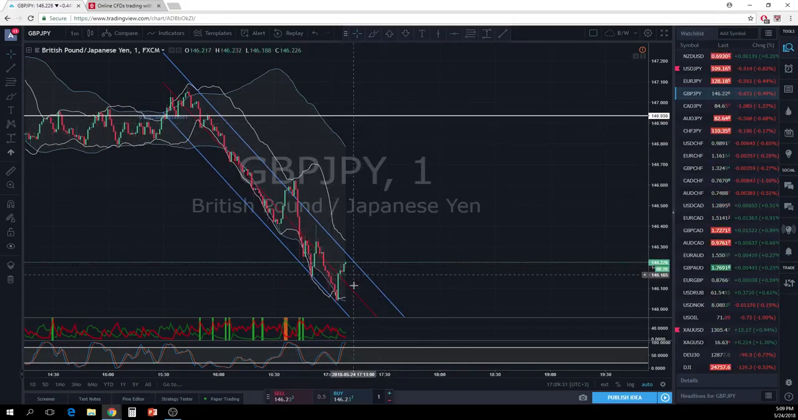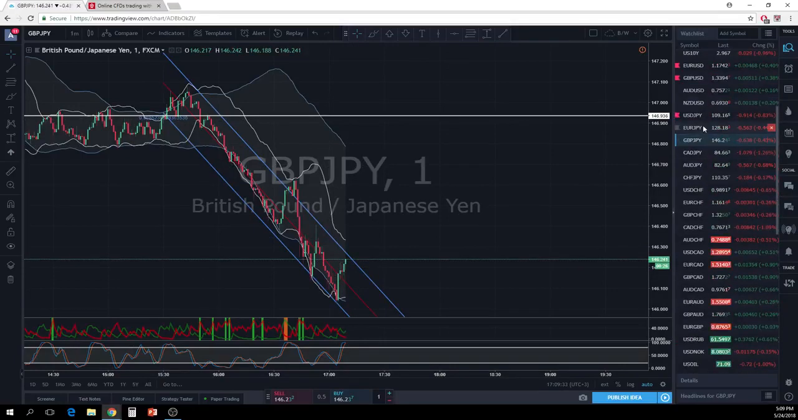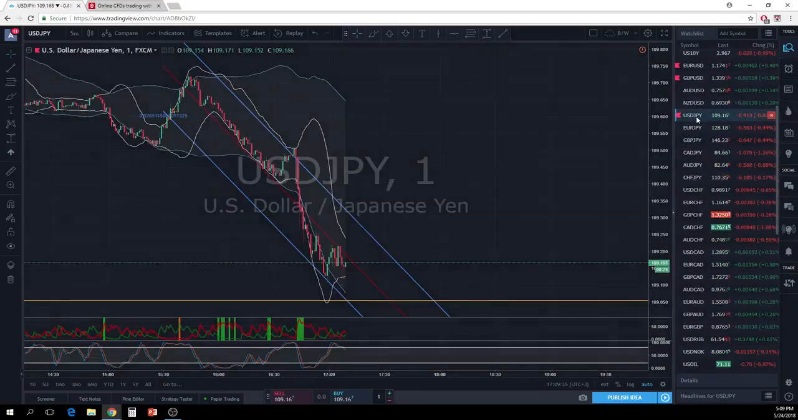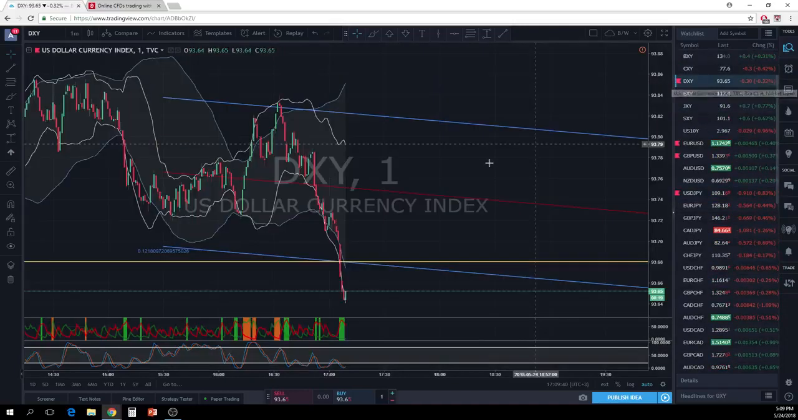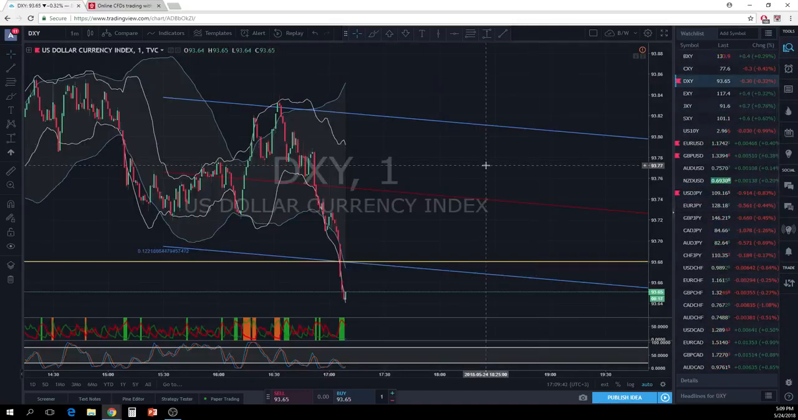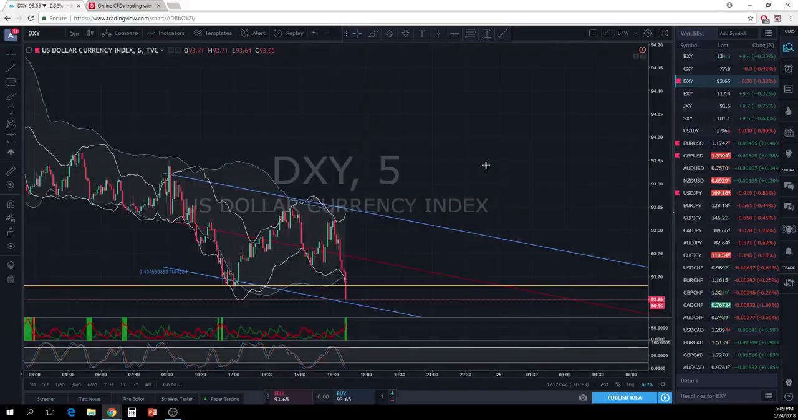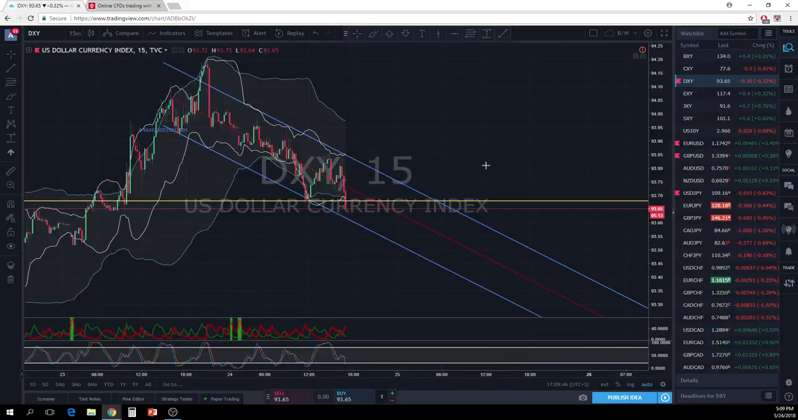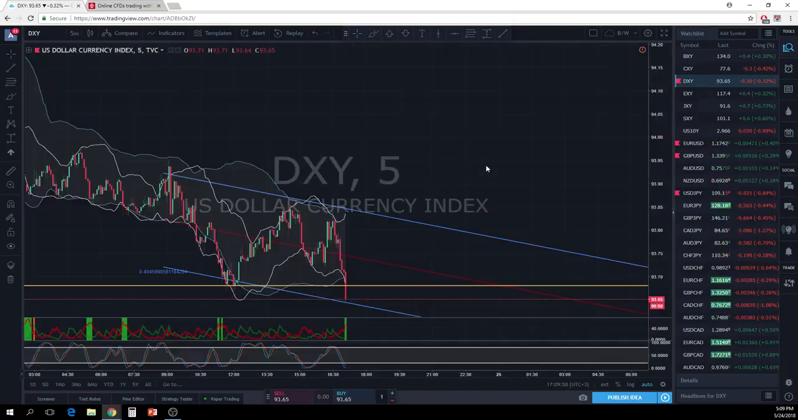I can see it can decrease a bit more and then continue with its drop. That's what we're expecting. Let's take a look back at the dollar. See, in 1 minute it did continue decreasing. But again, it still has room, I would say, to decrease. You can see in 15 minutes, 5 minutes.